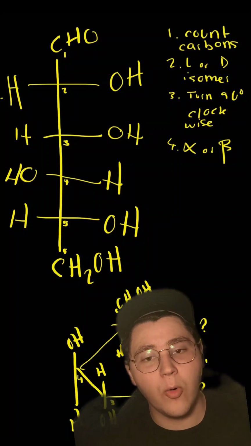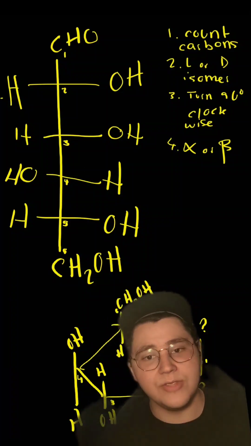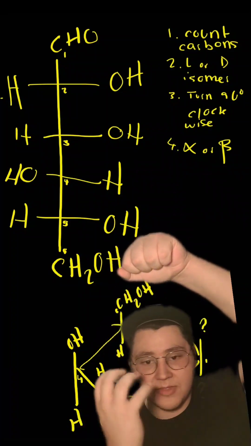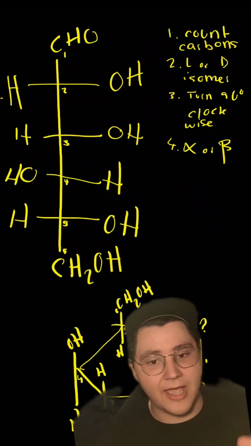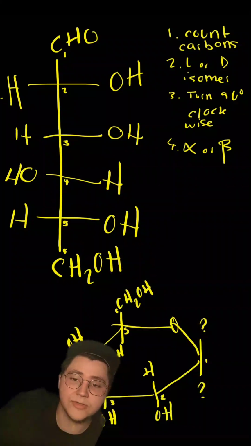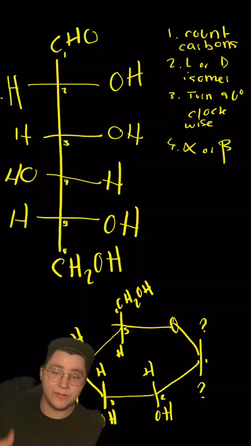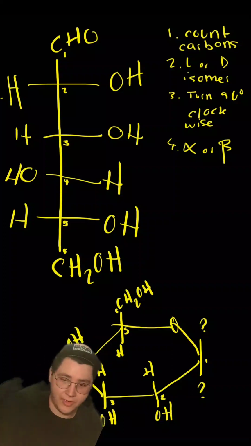You're then going to turn the whole molecule 90 degrees clockwise. A way you can do this is by grabbing the top with your right hand, grabbing the bottom with your left, and rotating it to be flat. Once you do this, you'll notice that all the OHs that were on the right-hand side are going to be at the bottom. Look at carbon 2 on the Fischer and look at carbon 2 here on the Haworth.